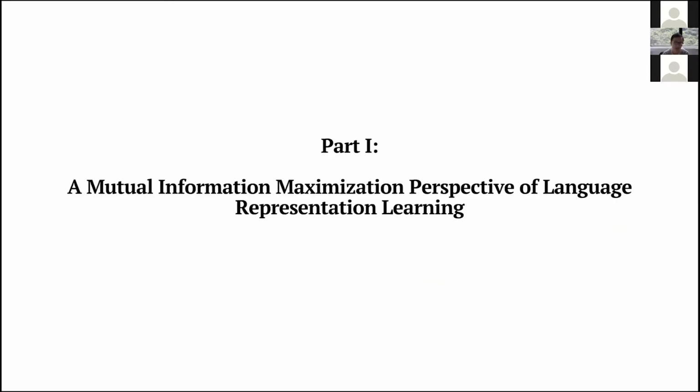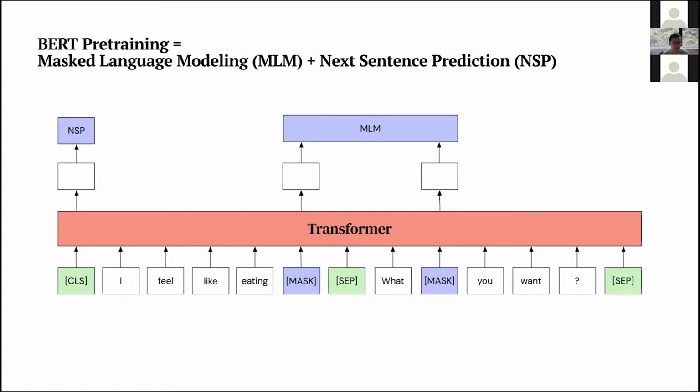Part one is a mutual information maximization perspective of language representation learning. If we look at the BERT pre-training objective, it's actually pretty simple. It's masked language model plus next sentence prediction, MLM and NSP. For the masked language model, you have a sentence there, like "I feel like eating blah blah blah, and what do you want?" Here we randomly mask two words, and the encoder, for which we use a transformer, but you can use whatever, you can use an LSTM, has the task of predicting what these two words are.